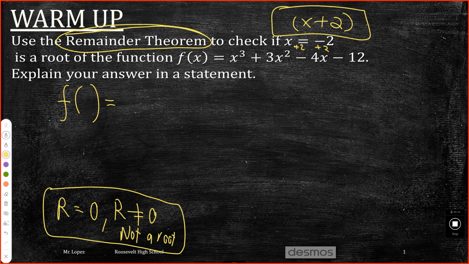That would have been a different question. It would have been, use the remainder theorem to check if x plus 2 is a factor of the function. So know the difference. If it would have been x plus 2, then you would have put -2 in here. But they're already telling you x is -2. So let's plug in x equals -2, and we're going to plug it into all that.